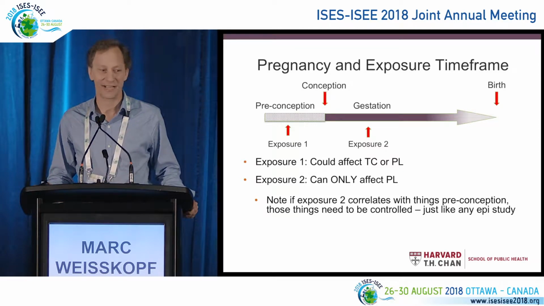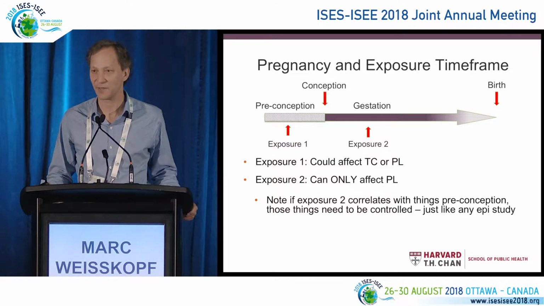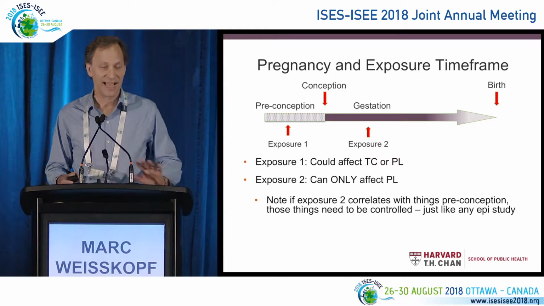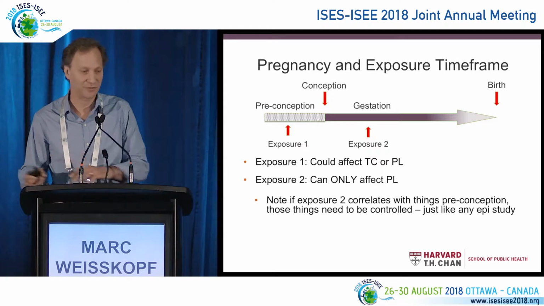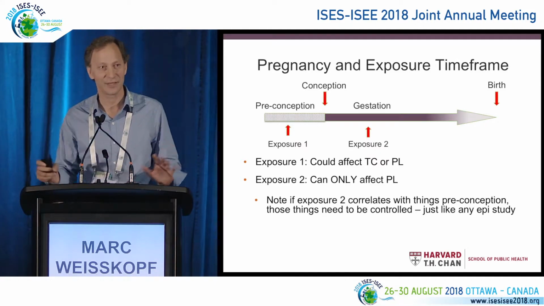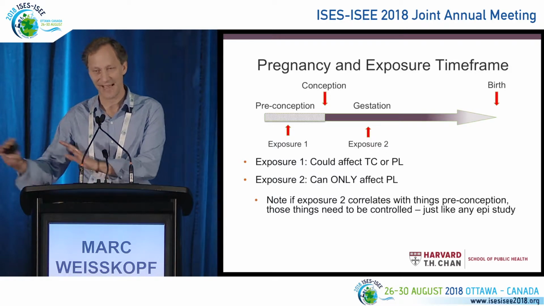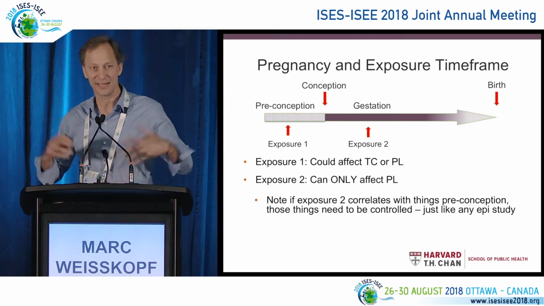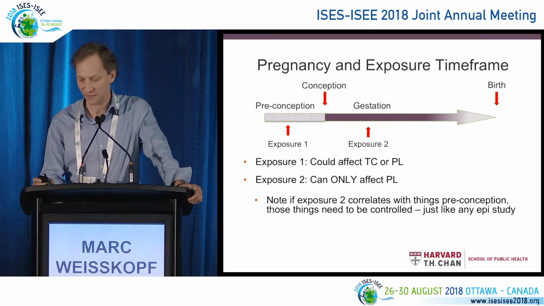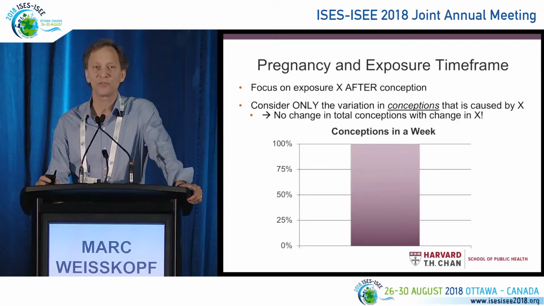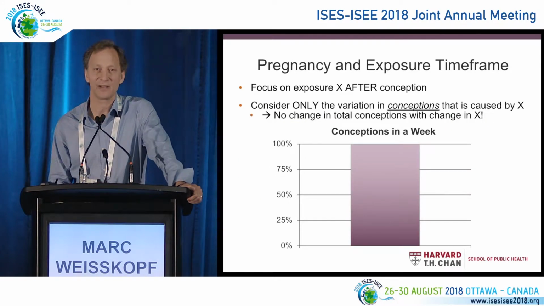So variation in X, if the X is at exposure 2 time period, cannot affect conceptions because it comes after it, right? Now, of course, there's issues of correlation of exposure 2 being correlated with exposure 1. You need to deal with that, and that's sort of confounding control, and I'm sort of putting that aside for the moment, but that's handled in the way anyone would handle it, or any way you would do that typically in an epidemiology study.